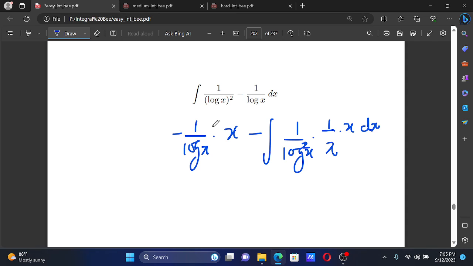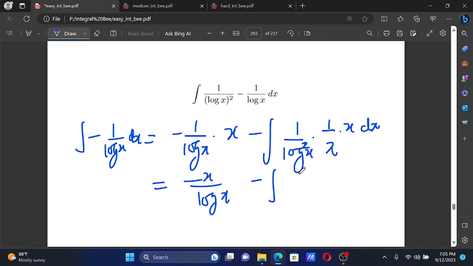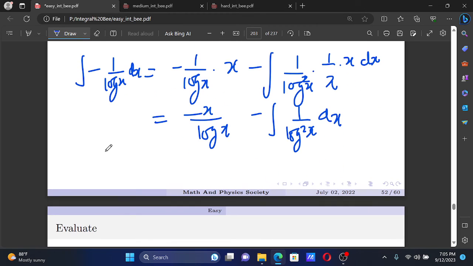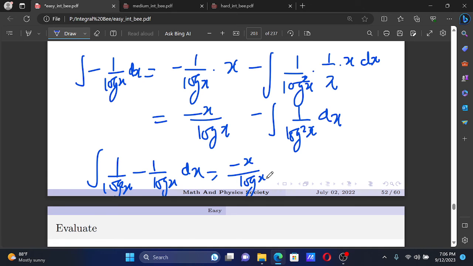So we are just taking the integral. This is just the integral of minus 1 by log x dx. And so after this we have minus x by log x minus integral of 1 by log square x dx. So now if we take it to the other side, we get integral of 1 by log square x minus 1 by log x dx. So this integral is equal to minus x by log x plus c.